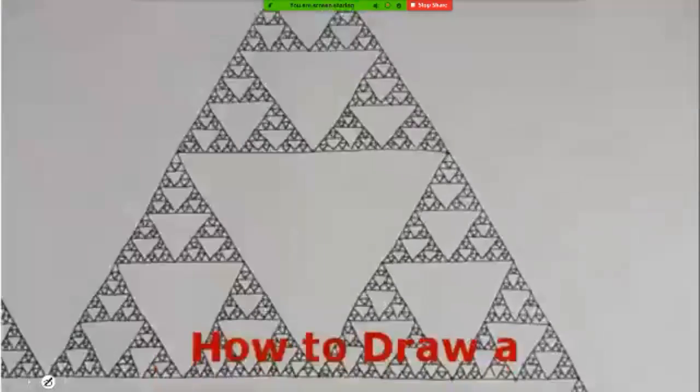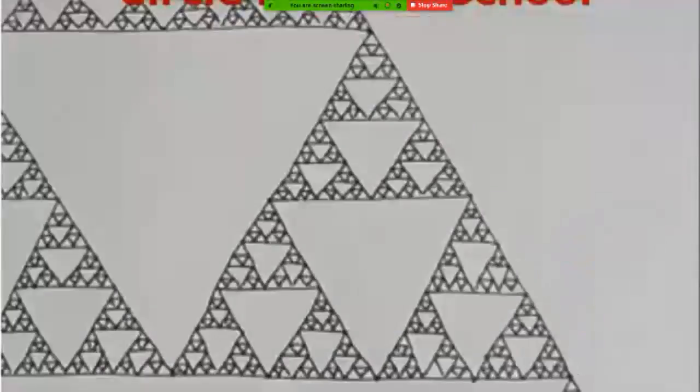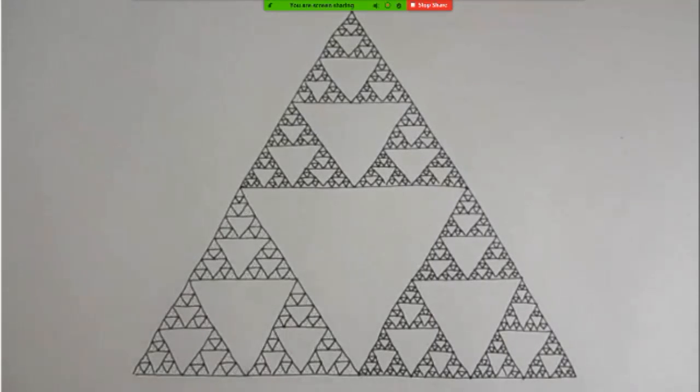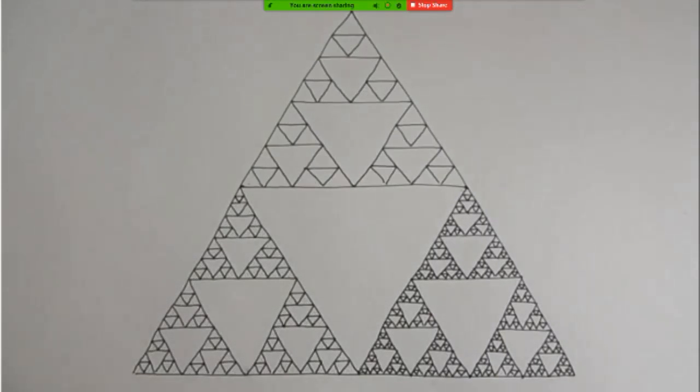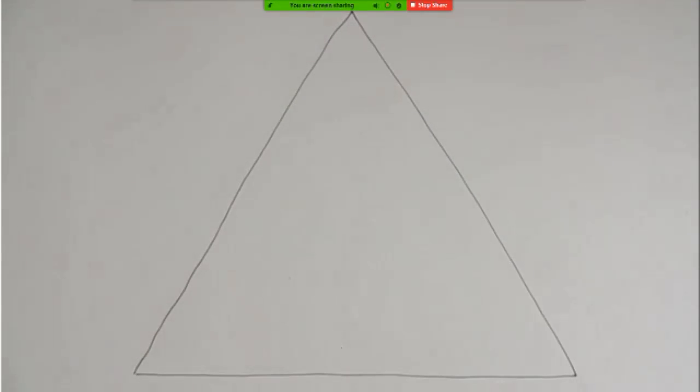Hello and welcome to my new video, how to draw a Sierpinski triangle step by step. The Sierpinski triangle is a famous fractal. A fractal is a shape that can repeat itself at any scale of magnification or reduction.